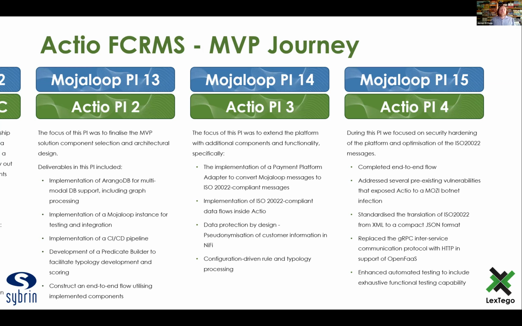Our inter-service communication previously, if you remember from our previous PI, was gRPC. But gRPC turned out to be incompatible with one of our other components, which was OpenFaaS. We couldn't realize some of OpenFaaS's benefits around automated scaling. So we rolled back gRPC for now and just replaced it with an HTTP interconnection messaging protocol.